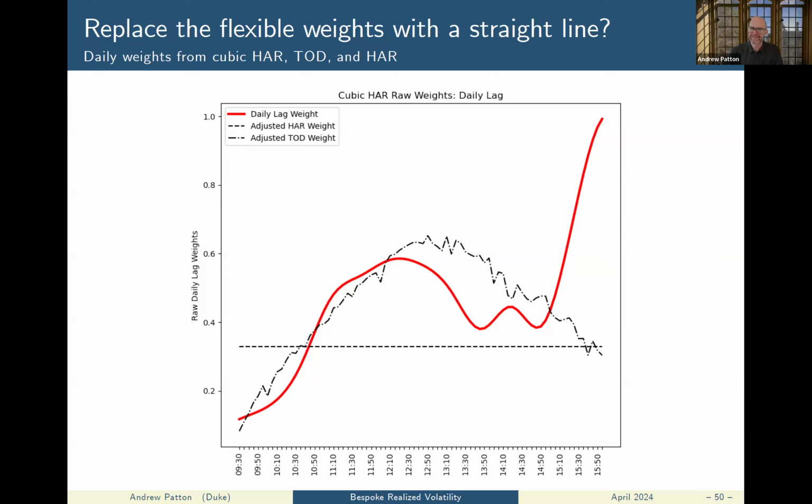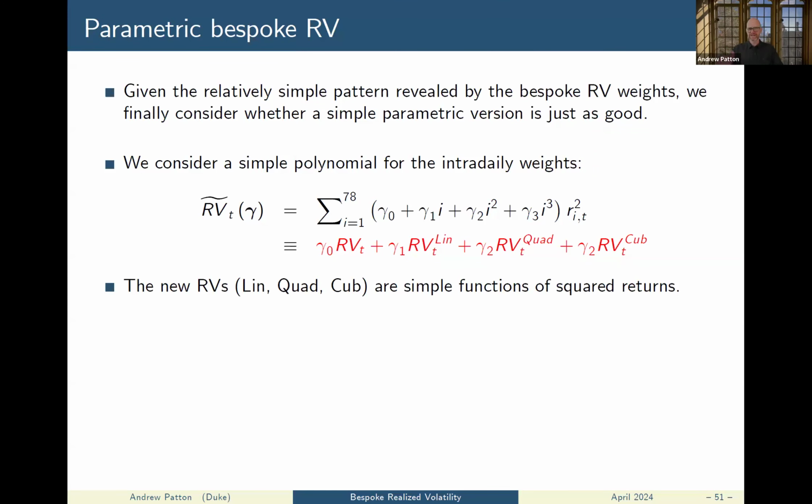do you really need all of the flexibility that we have from this cubic HAR estimated with stochastic gradient ascent and all this fancy stuff? So we set out to answer the question, and the answer turns out to be good news for people who actually want to do this on their laptop rather than on a cluster computer. So what we're going to do is a little bit more than just a straight line. We're going to do a cubic.